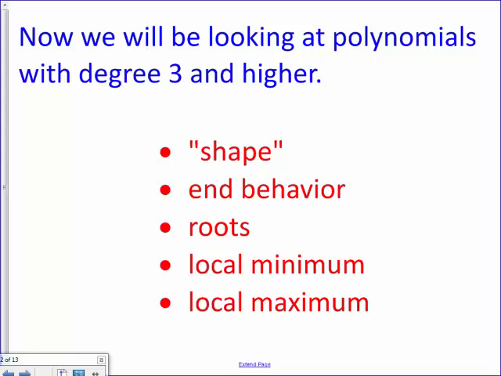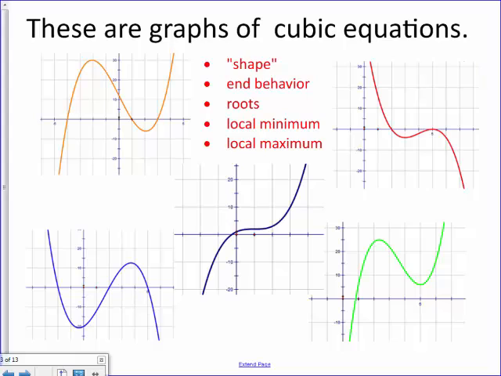Well, when we get into degree 3 or higher, we need to pay attention to certain things. We need to pay attention to its shape, its end behavior, the number of roots, and whether they have any maximums or minimums, which in this case we call local minimums and local maximums, because there could be multiple ones, depending on which area you're looking at and what type of degree it is. So let's take a look at our cubic, our third degree.